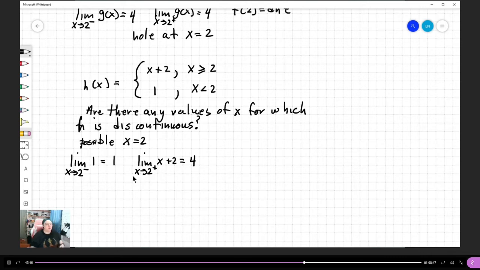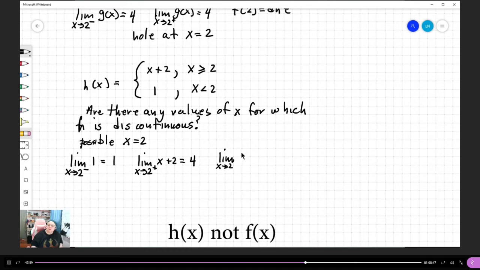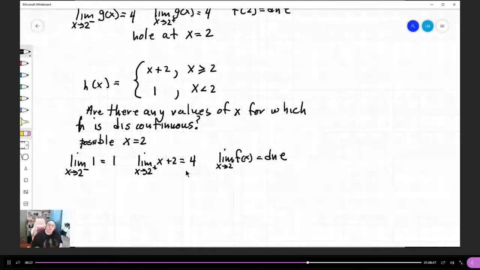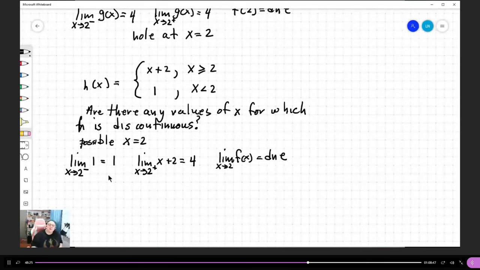All right, so I crash and burn here right away. I don't have to check the value of the function because the limit itself doesn't exist. So the limit as x goes to 2 of h does not exist. Right there, I have a discontinuity. Now the type of discontinuity: you can have a hole, which we saw in the last example. You can have a break, which is what this is. The limit not existing here indicates a break in the function.